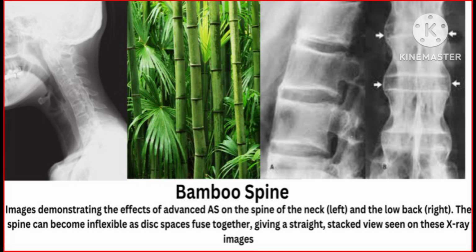Bamboo spine. Images demonstrating the effects of advanced ankylosing spondylitis on the spine of the neck on the left side and the low back on the right. The spine can become inflexible as disc spaces fuse together, giving a straight, stacked view seen on these X-ray images.